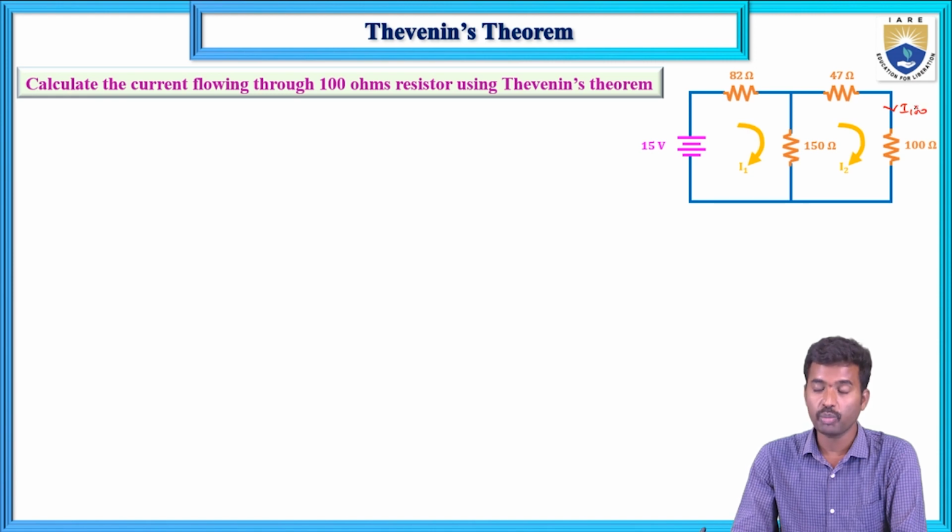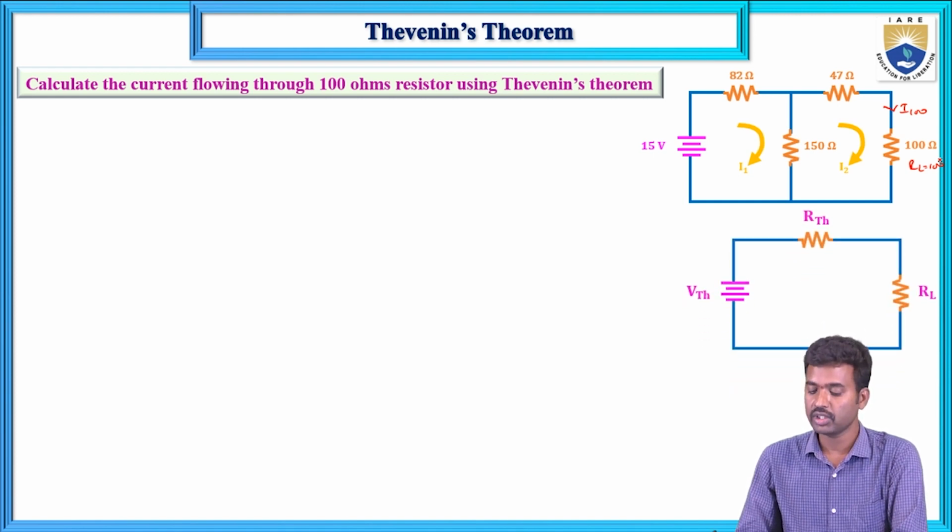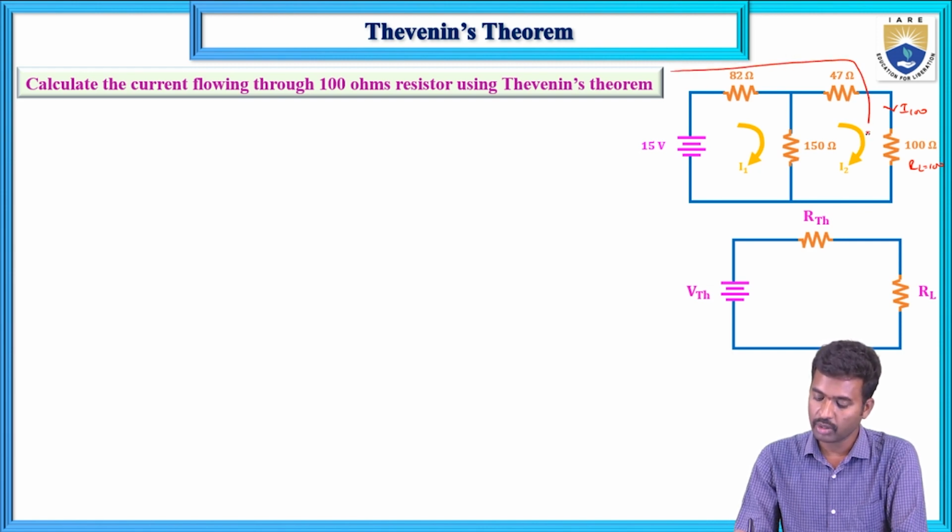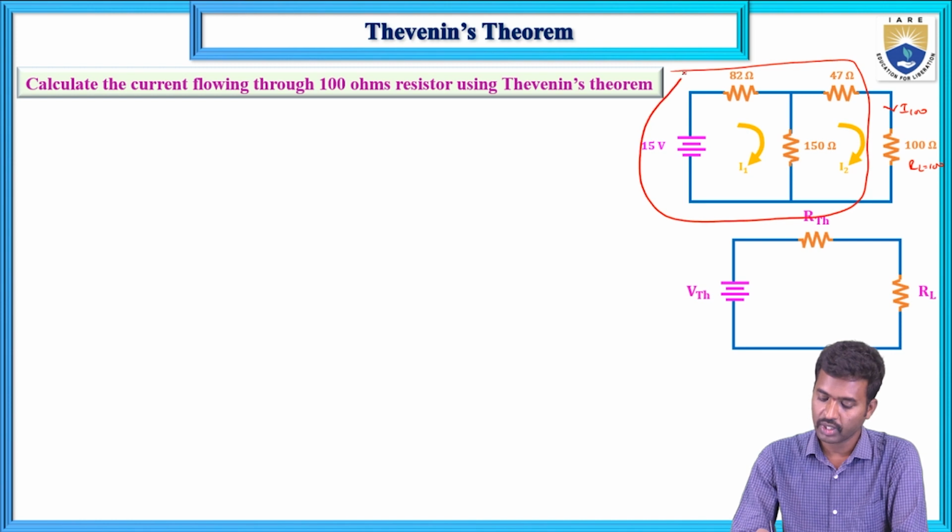So what about step 1? Step 1: RL equals 100 ohms. RL is the resistance in which current is to be calculated, so RL equals 100, and we have to determine the current in the given network. Now first this circuit is replaced by a single equivalent circuit.